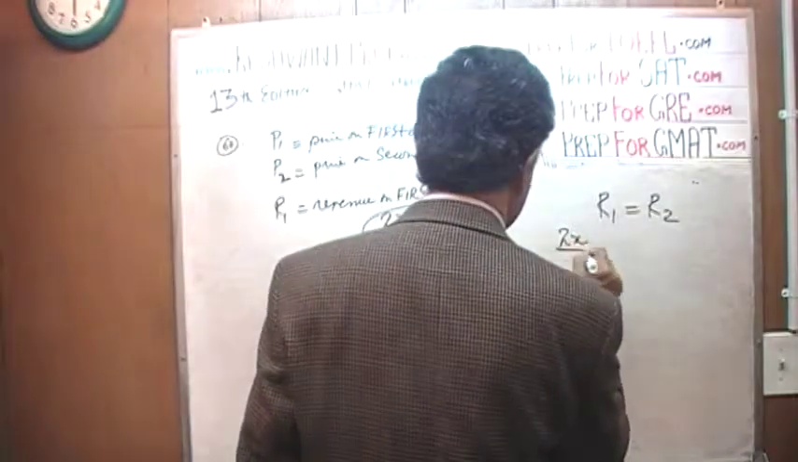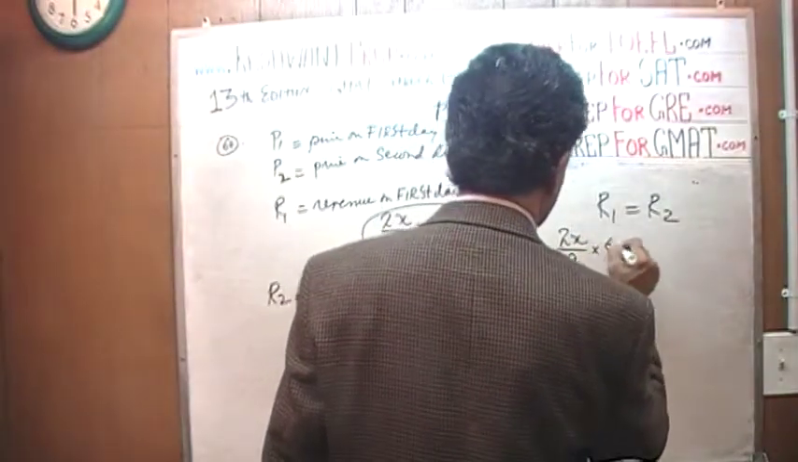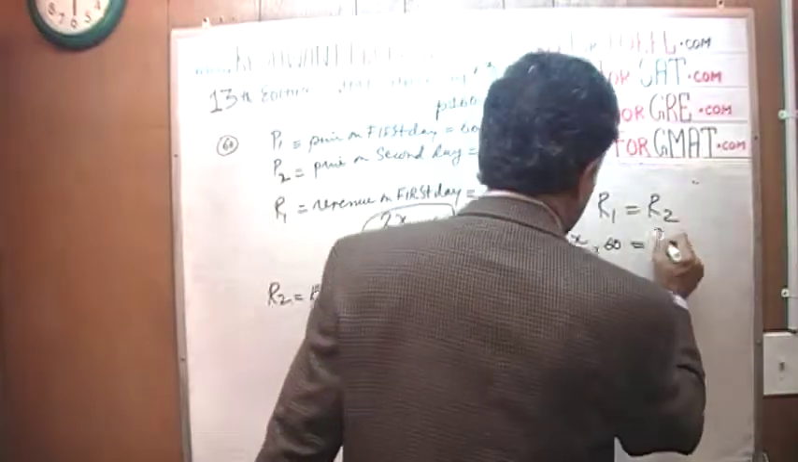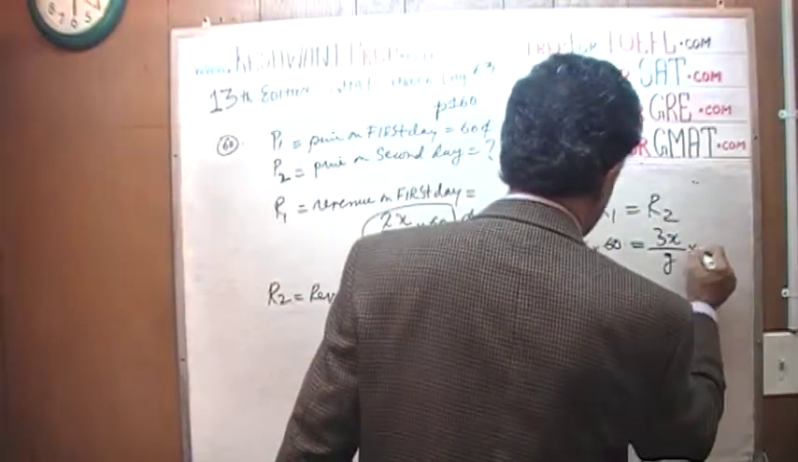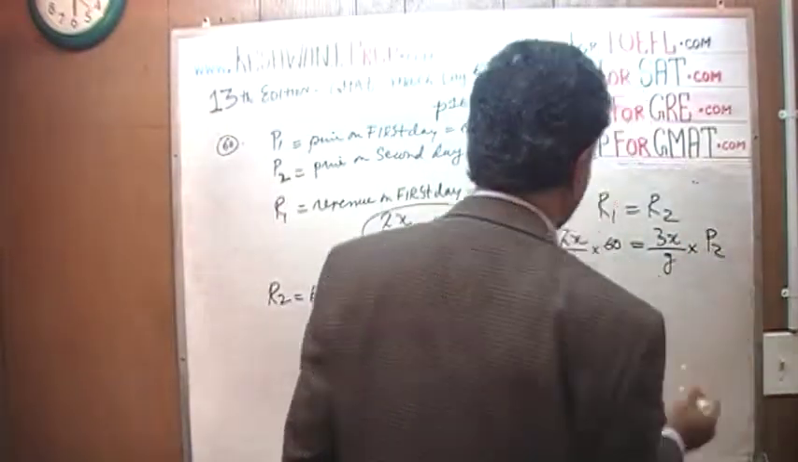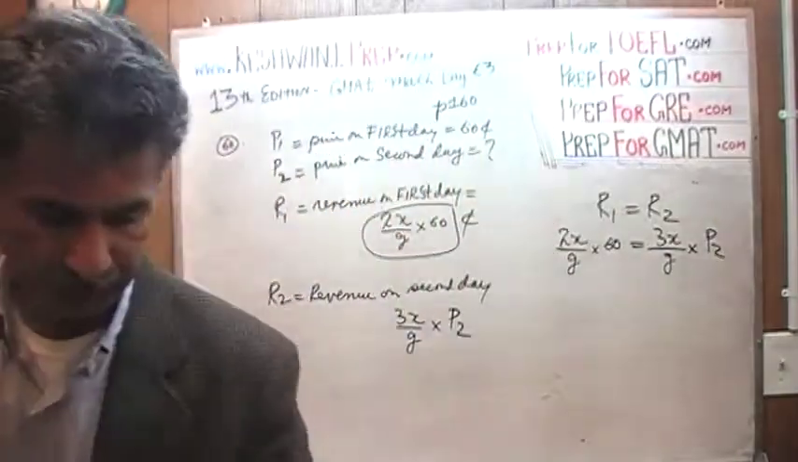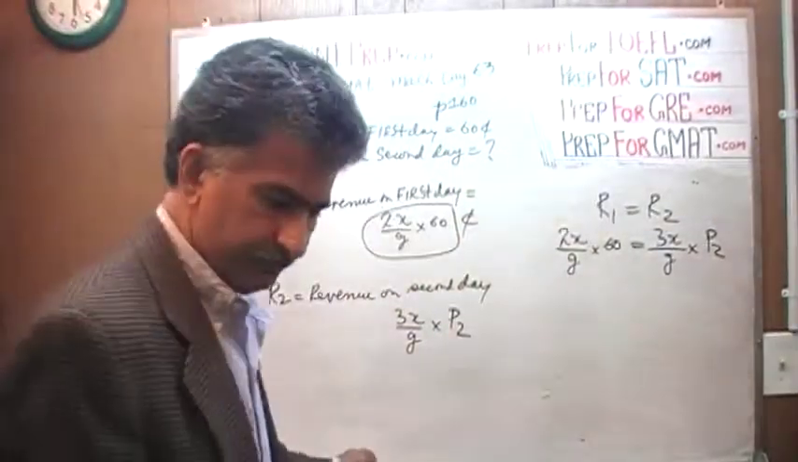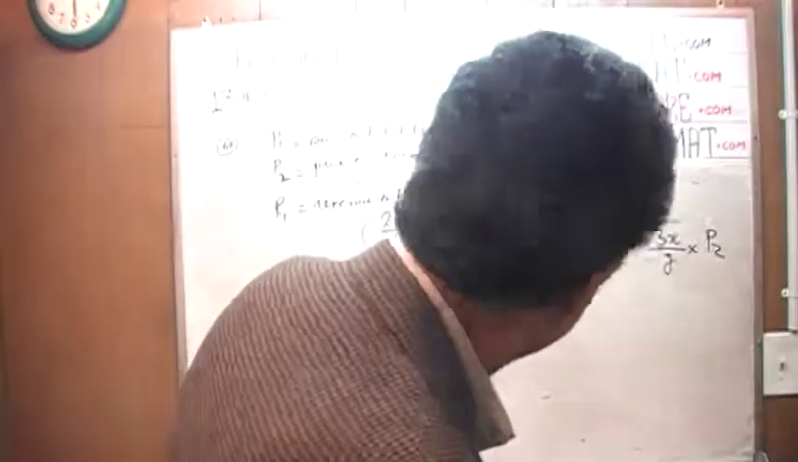2x over g times 60 equals 3x over g times P2. That's it. That's all it is. And it's a very simple solution. Here we go. Okay, stay with me in the story here.